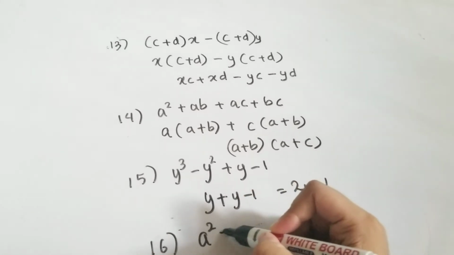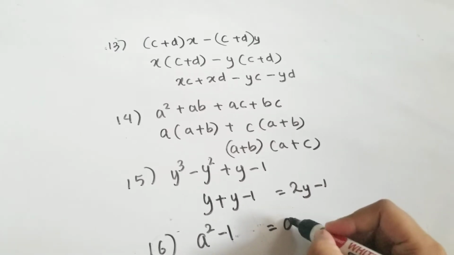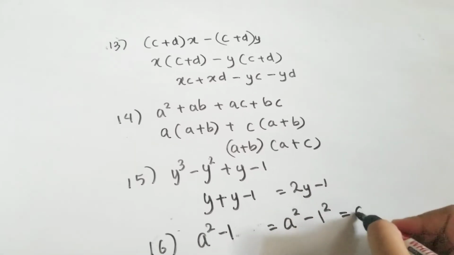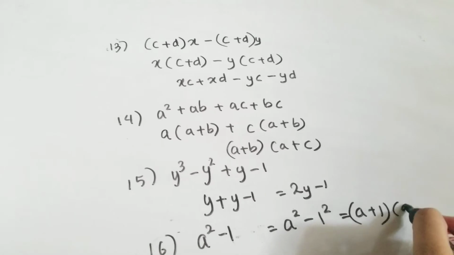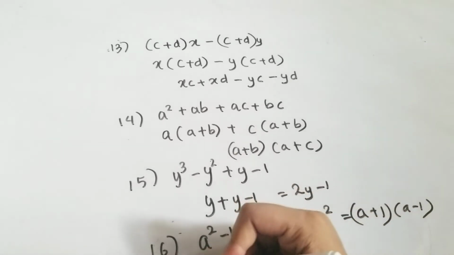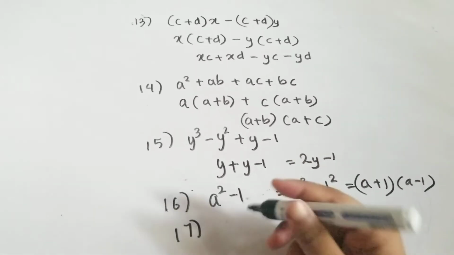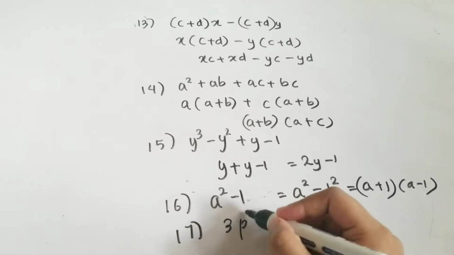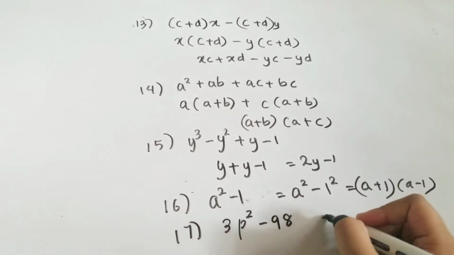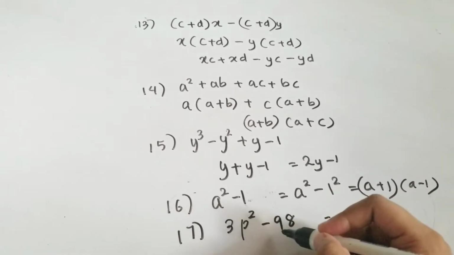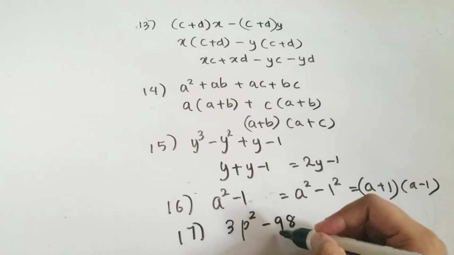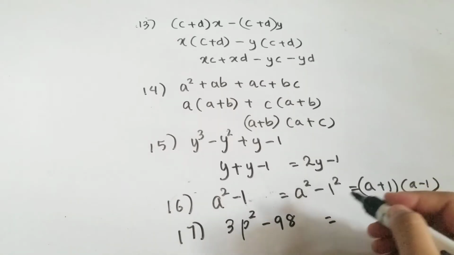16th one, a to the power 2 minus 1 means it's like a to the power 2 minus 1 to the power 2, that is a plus 1 and a minus 1. 17th one, 3p to the power 2 minus 98. So 98 means it's not a factor of 3. Yeah, then we can't take anything out.